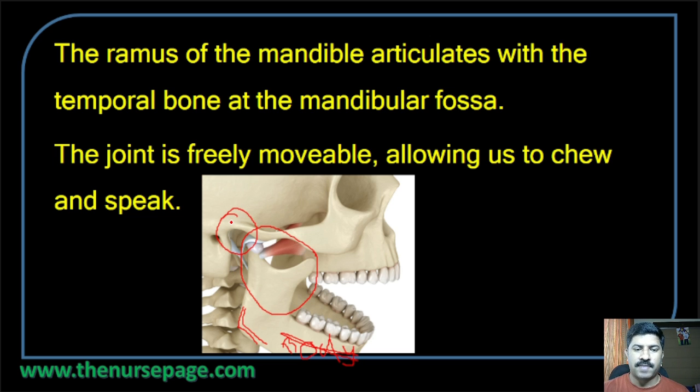So this is the main function of the mandible, and the mandibular joint is an example of a synovial joint because it is covered by a synovial cavity, and there are synovial fluids in between the joint. It helps the movement of the bones.